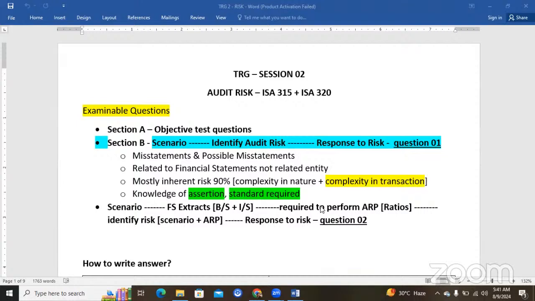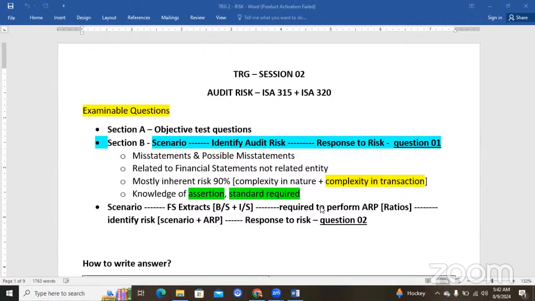Analytical review procedures. So if the financial statement extract is given directly, we can't identify audit risk. For that, we perform analytical review procedures. Analytical review procedures are ISA 520, and we already studied ISA 520 in detail. There are different methods we use. When it comes to this particular ARP, we can compare the current year figure with the previous year figure. We can compare the current year figure with the budgeted figure. We can compare the current year figure with the industry figure. In all these cases, we should perform ARP, and from this ARP also we can identify audit risk.